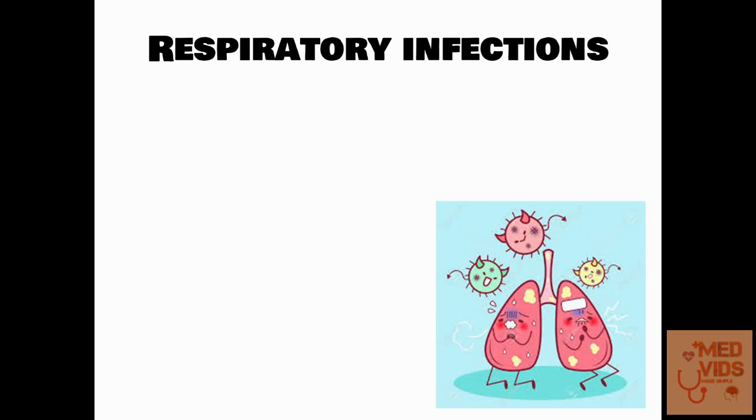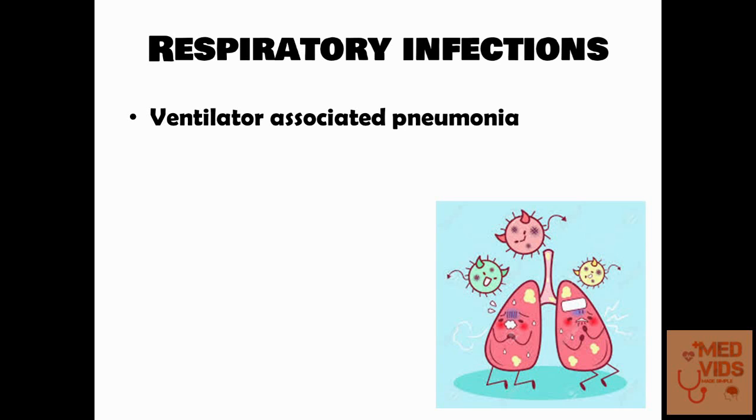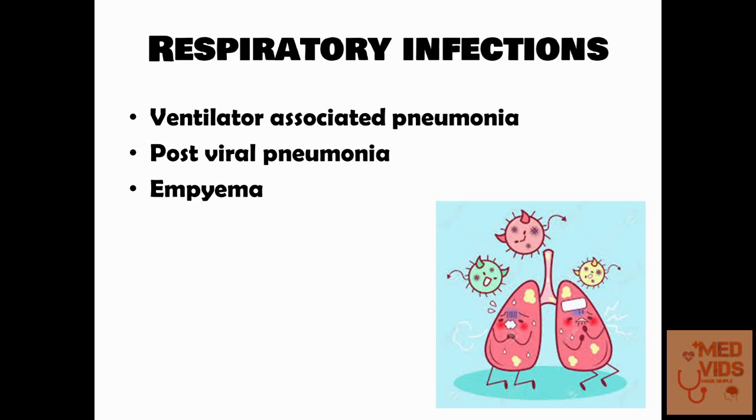They can commonly cause respiratory infections like ventilator-associated pneumonia, post-viral pneumonia, for example, following influenza infection. They can cause empyema, which is a condition where there will be pus in the pleural cavity. They can cause pneumothorax and pneumatocele. Pneumatocele is a condition where there will be air-filled cavities within the lungs. Okay, so Staphylococcus aureus is one of a very common cause for pneumatocele.